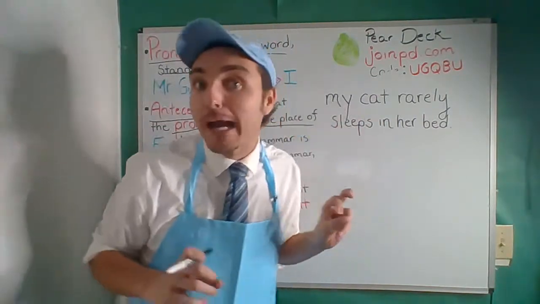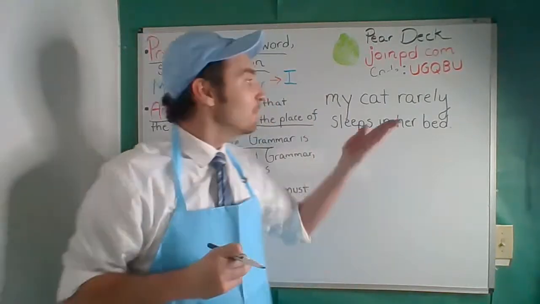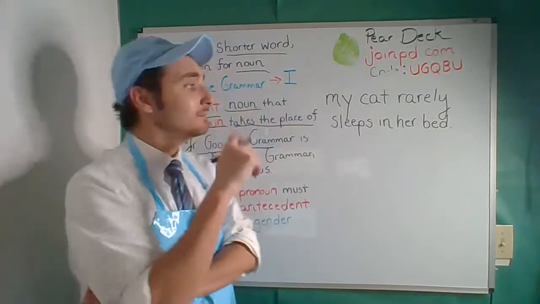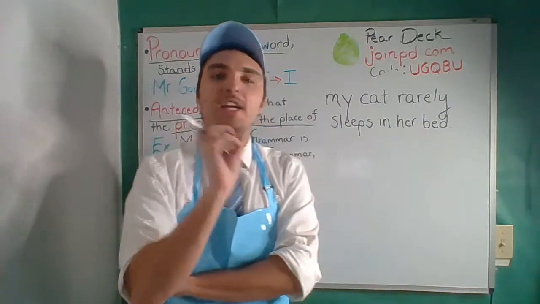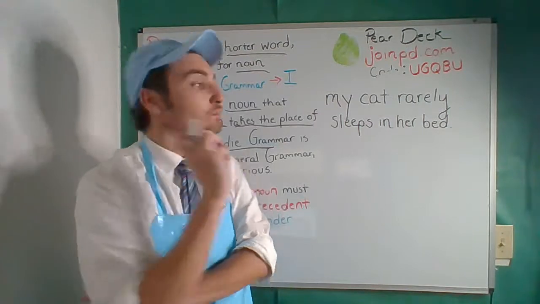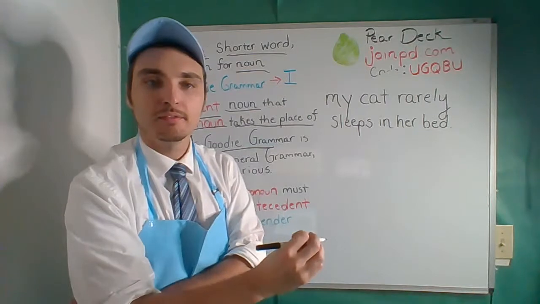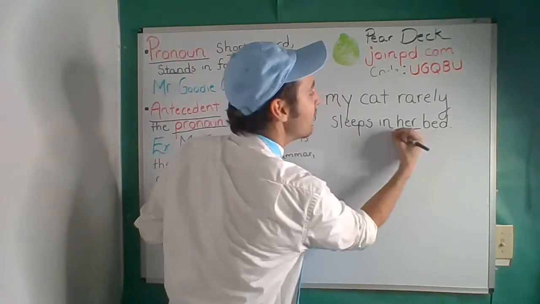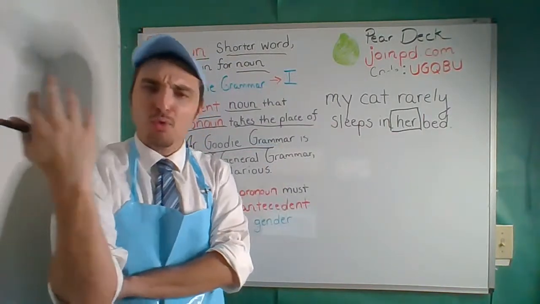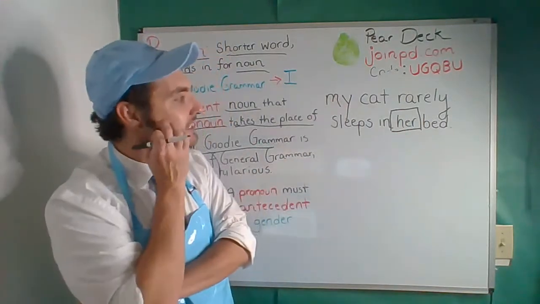Ooh, handwriting. So for this very, very funny example, my cat rarely sleeps in her bed, which is true, by the way. We're going to start with asking ourselves, what's the pronoun in this sentence? My cat rarely sleeps in her bed. Well, we have the pronoun her. Now, question. What do we do to find the antecedent to her?